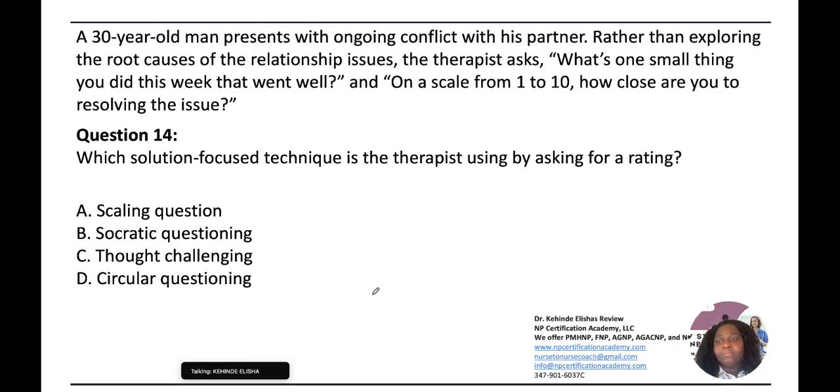A 30-year-old presents with ongoing conflict with his partner. Rather than exploring the root causes of the relationship issues, the therapist asks, what's one small thing you did this week that went well? And on a scale of 1 to 10, how close are you to resolving the issue? Which solution-focused technique is this?